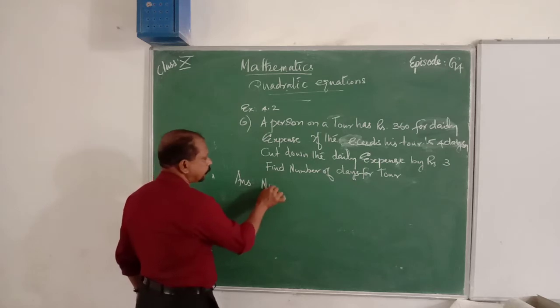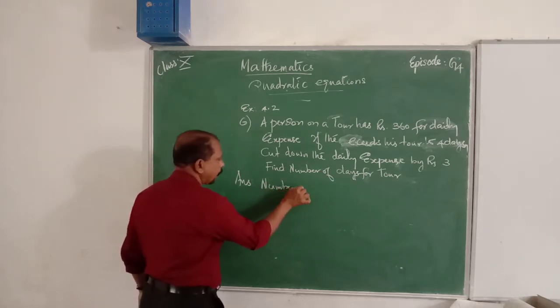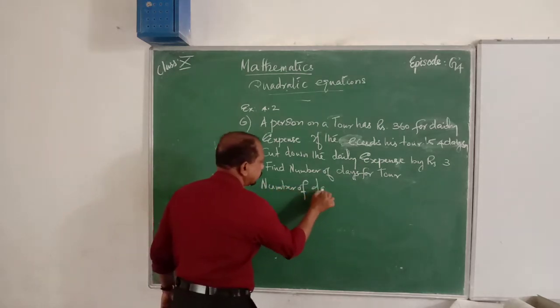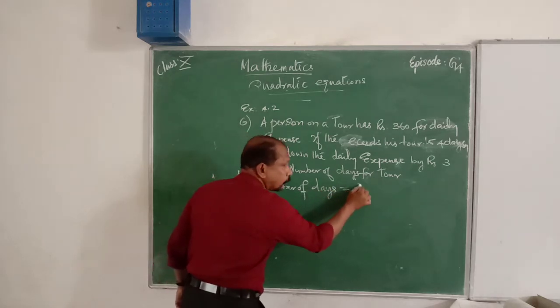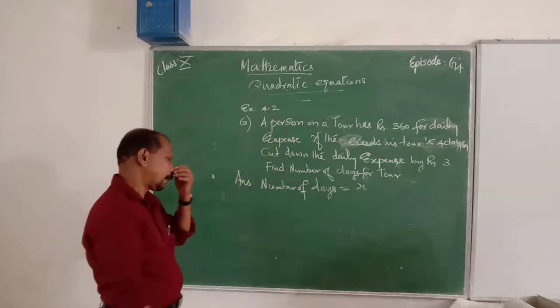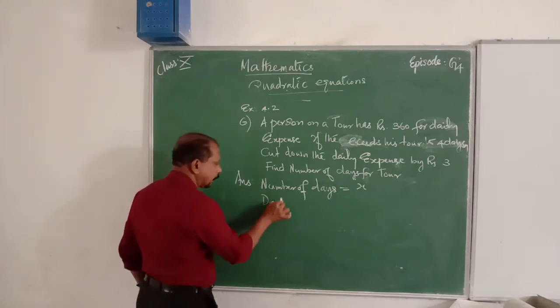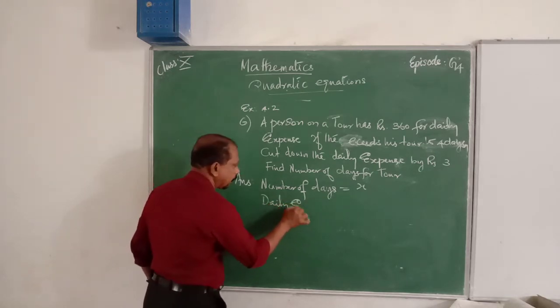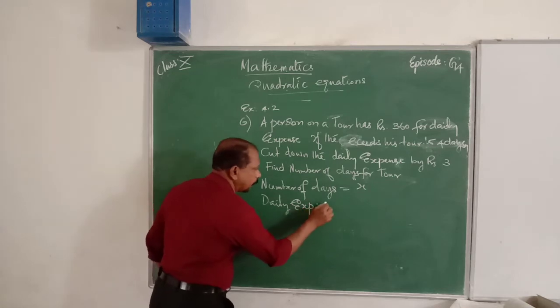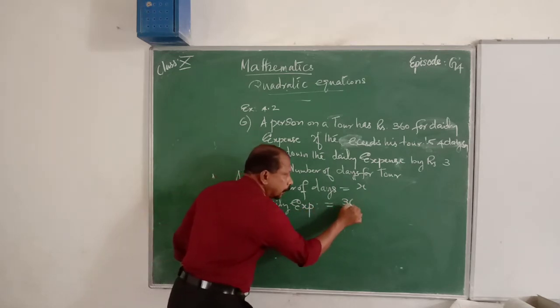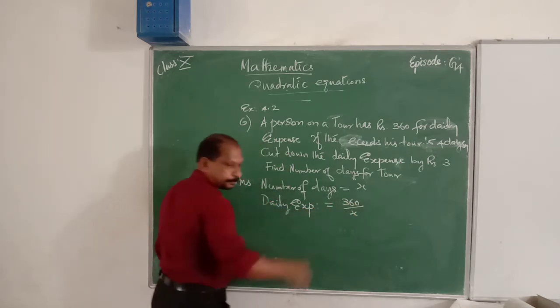Number of days is equal to x. Then daily expense is equal to 360 by x.